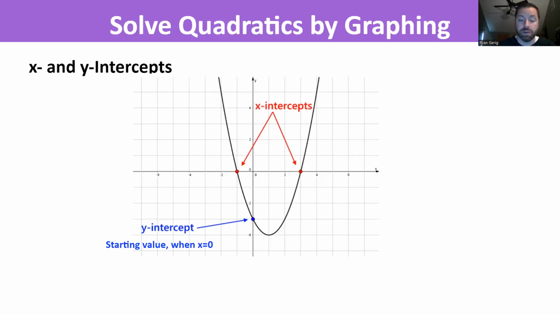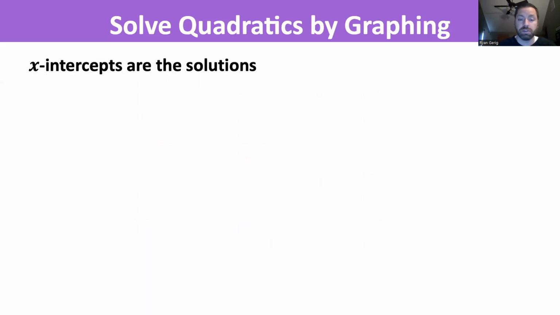All right. Notice it's not always the vertex. In this case, the vertex is not on the y-axis. The y-intercept really doesn't tell us much. The x-intercepts, though, the ones in red there, those we're going to be finding quite a bit. Those are the solutions to a quadratic equation. The x-intercepts are the solutions. They are the same thing.